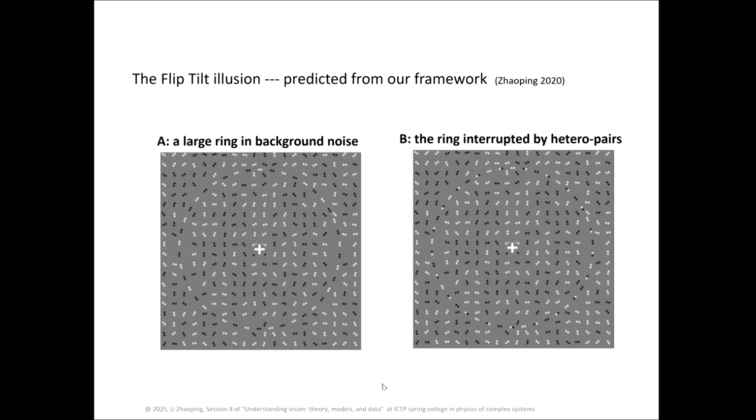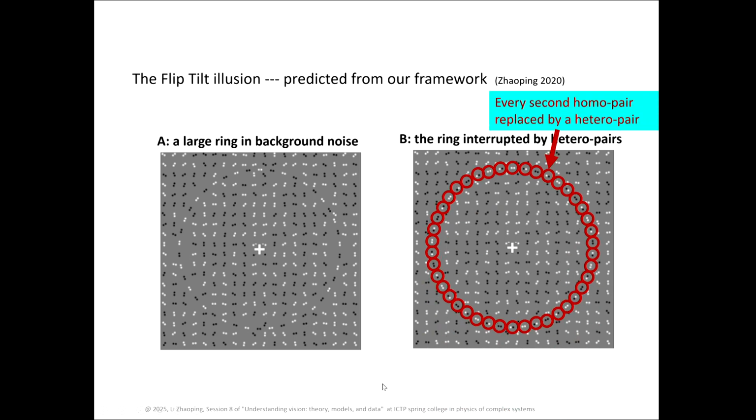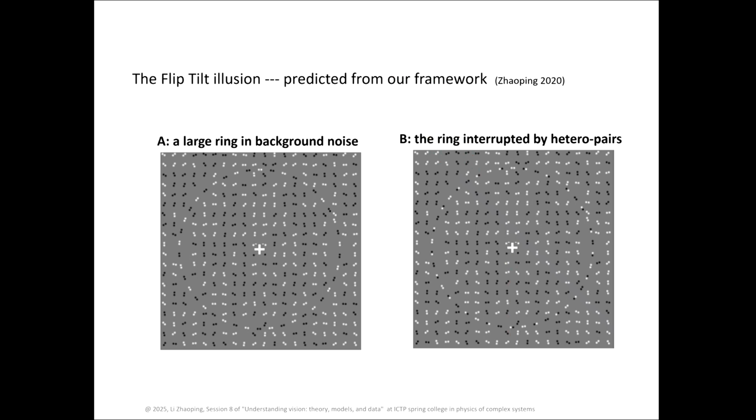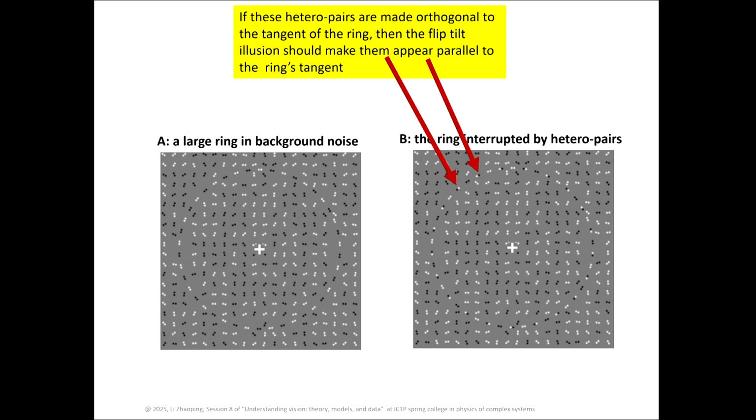Okay, it's interesting. The two images are identical to each other, except that every second dot pair on the ring is replaced by a heteropair of dots. As your gaze is on the central cross, the ring is in your peripheral visual field. The flip tilt illusion makes these heteropairs appear orthogonal to the ring. This breaks the continuity along the ring so that you cannot see this ring when fixating at the central cross. If these heteropairs are made orthogonal to the ring, then the flip tilt illusion should make them appear parallel to the ring, to make the ring more visible as a result.